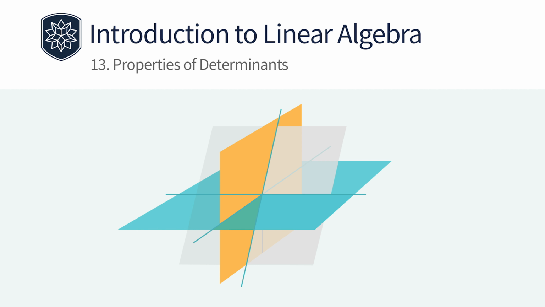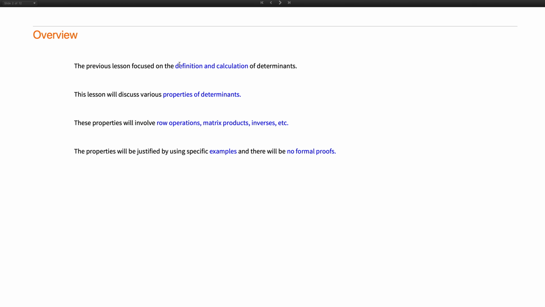So let's begin with a brief overview of the lesson. In the last lesson, we talked about the definition and calculation of determinants. And in this lesson, we'll discuss various properties of determinants. Now, these properties involve things like row operations, matrix products, inverses, etc. So for example, we'll ask the question, how is the inverse of a matrix related to the original matrix in terms of determinants? Okay, and throughout the lesson we talk about specific examples and there'll be no formal proofs.